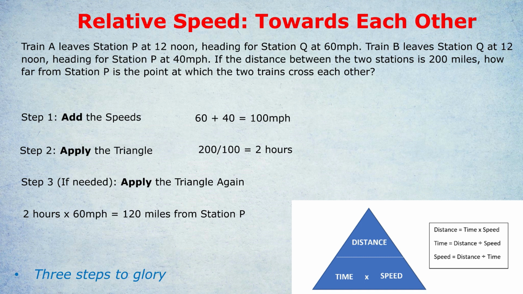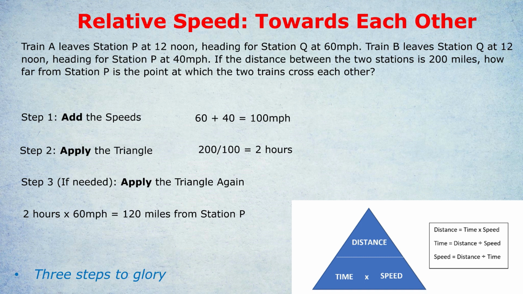We know train A was going for 2 hours, because that's what we worked out in step 2, and we know it was going at 60 miles an hour. 2 times 60 is 120. By the way, the triangle, if you didn't know already, told us what to do. Time times speed. 2 hours times 60 miles an hour equals 120 miles from station P.